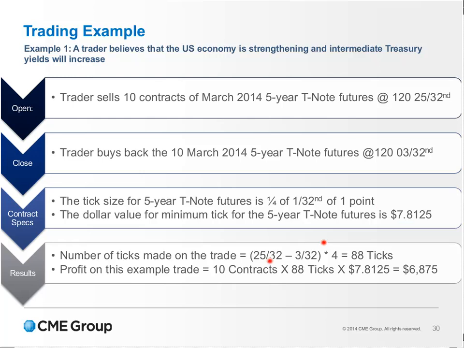So what did he make on the trade? He sold the T-notes at 120 and 25/32, and he bought them back at 3/32. So he made 22/32 on this trade, times 4 ticks per 32nd, so he made 88 ticks on this trade. 88 individual ticks, or 22 32nds. And for this example, the profit on that trade would be the 10 contracts we traded, times the 88 ticks we figured out the profit to be, times the tick value, or $6,875. So in this example, that walks us through the tick size.